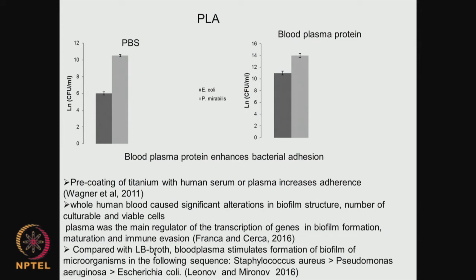And it has been found that in LB broth, blood plasma stimulates formation of biofilm of microorganisms like Staphylococcus aureus greater than Pseudomonas greater than E. coli. This is another reference. So, all these references tell that blood plasma protein enhances the biofilm formation of a wide range of bacteria like Staph aureus, Pseudomonas, E. coli. Both gram positive and gram negative bacteria are affected tremendously in the presence of blood plasma protein, and they enhance the bacterial adhesion. So, environment has a very serious effect on the attachment of bacteria. We looked at different case studies where different approaches are being tested to see how the bacterial attachment could be reduced.